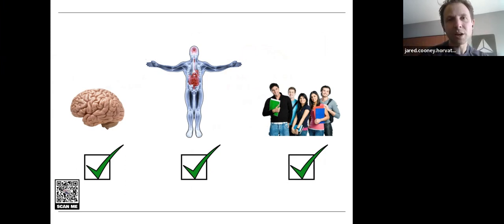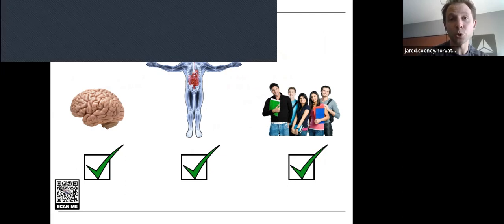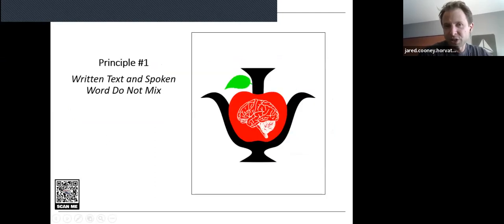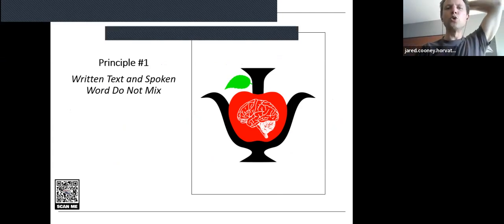So everything we talk about for this next session is going to be what we've called translated, which means this is a nugget that's already made the rounds. It's a good rule of thumb that whatever this is, it's something we can start to play with and really think about. So let's start off, just get our bearings here. Principle number one today: written text and the spoken word do not mix. Now, what does that mean?